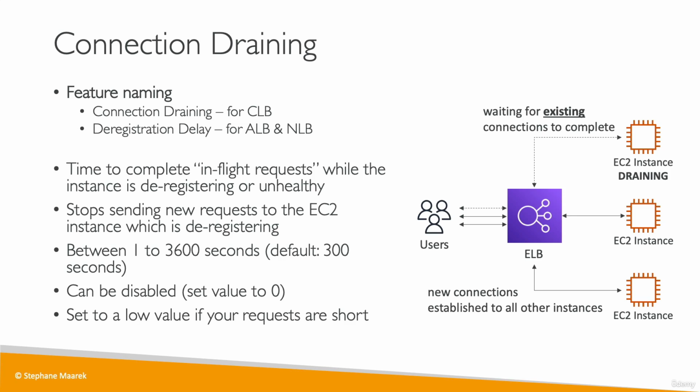If your requests can be quite long, for example if you have uploads or long-lived requests, then you want to set this to something pretty high. But the trade-off is that your EC2 instance is not going to go away as soon as possible. So you have to wait until this connection draining period is done. So this is what you need to know about this setting at a high level.